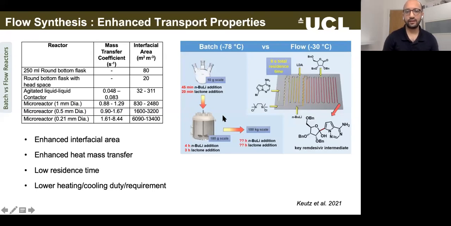Here is an example of a reaction done in batch, and the same reaction done in a microreactor in flow. In batch, due to the heat transfer and mass transfer limitations, the reaction time is quite high: 45 minutes plus 20 minutes. But the same reaction, when done in flow, takes about 8 seconds. The heat duty in batch is such that we need to maintain a temperature of minus 78 degrees centigrade, while the same reaction can be performed in flow at only minus 30 degrees. So the amount of heating or cooling required decreases when you do the reaction in flow. From the economics point of view, the heating and cooling duty also gets lower and the process gets faster. So these are typical benefits of doing a reaction or any process in flow.